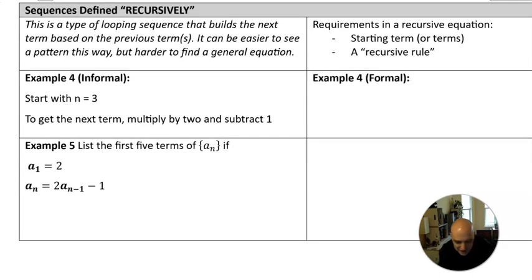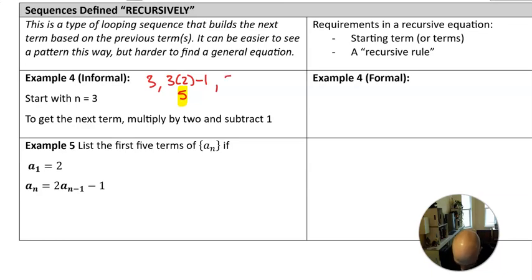So here's an example in words of a recursive sequence and kind of what it might look like. It might say start with n equals 3, and then to get the next term in the sequence, multiply the previous term by 2 and subtract 1. So you might say, okay, 3, and then the next term is 3 times 2 minus 1, which is 6 minus 1, which is 5. Then the next term, you would use not 3 again, but you would use 5.